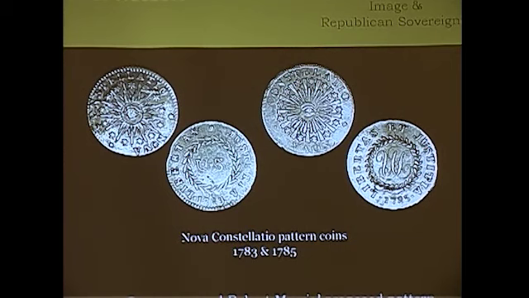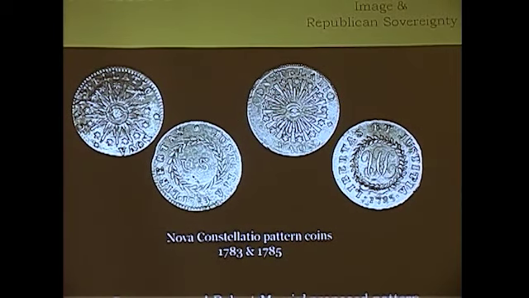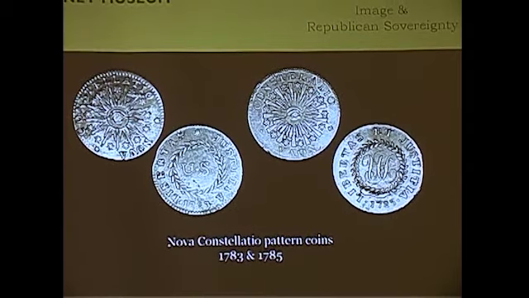The reference to a new constellation comes from the resolution of the Second Continental Congress on June 4th of 1777, laying out the design for the flag of the United States, in which the stars on the blue field are described as a new constellation. This was a new nation among the constellation of nations in the world.